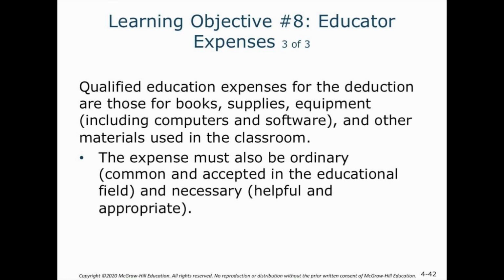And for what that $250 was spent on, it's got to be a qualified education expense, and that's going to be books, supplies, equipment. This can include computers and software, and then the expenses must also be ordinary, so common and accepted in the education field, as well as necessary, so that's helpful and appropriate. So you need those expenses to be both ordinary and necessary.